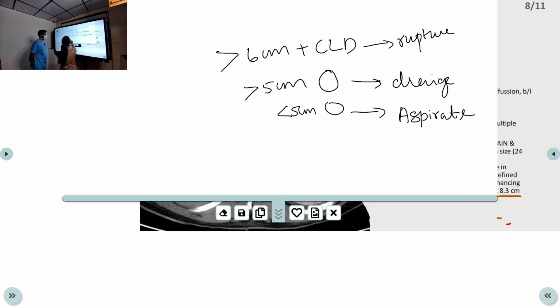If it is more than 5 centimeter or whatever size, multiloculated, with multiple loculations as in this patient, we need to suspect Staphylococcus aureus, so gram positive coverage should be given, and this mostly requires surgical drainage or laparoscopic drainage.